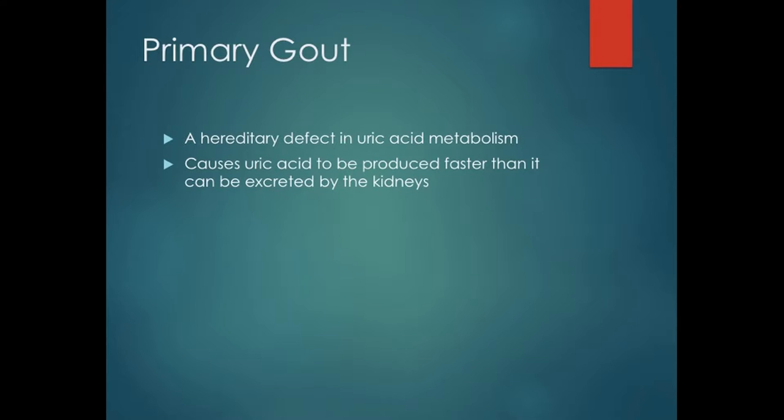There are two types of gout, primary and secondary gout. Primary gout is a hereditary defect in uric acid metabolism which causes uric acid to be produced faster than it can be excreted by the kidneys.